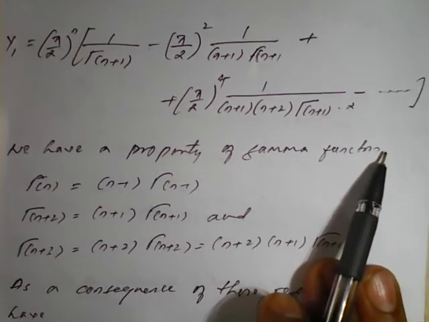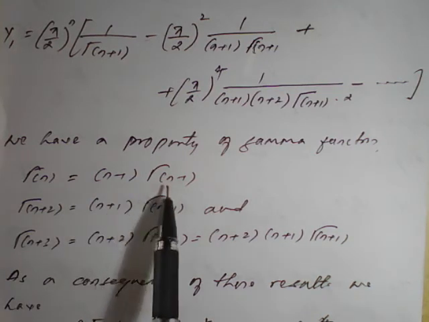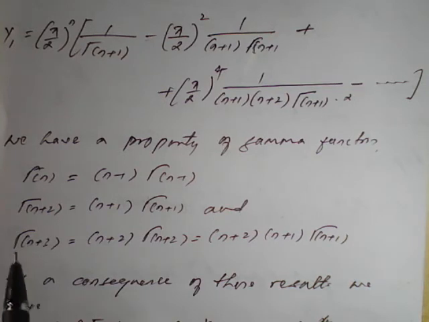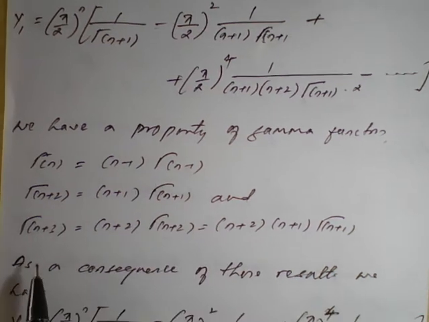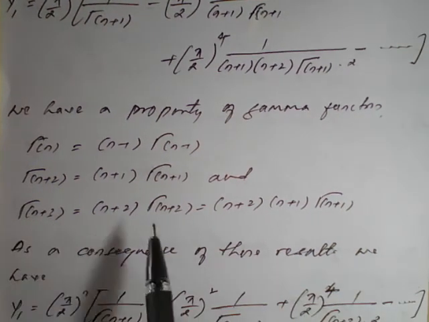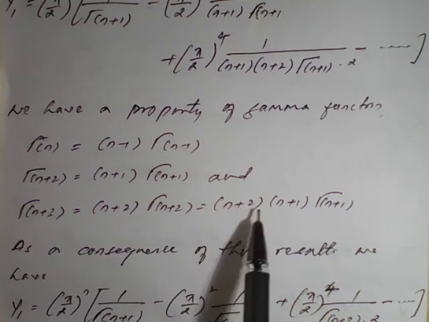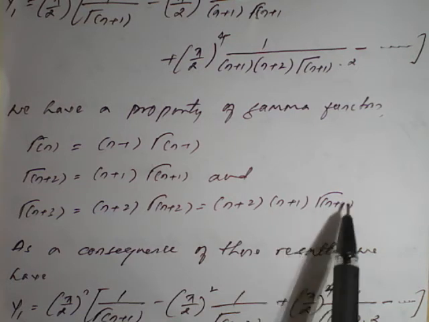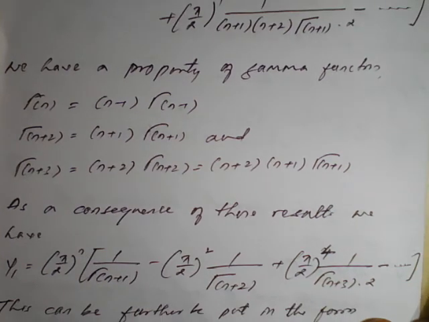So as we know one of the properties, gamma of n is nothing but (n-1) into gamma of n-1. Gamma of n+2 can be written as (n+1) into gamma of n+1. Gamma of n+3 can be written as (n+2) into gamma of n+2, and gamma of n+2 can be written again as (n+1) into gamma of n+1. So this relation you have already seen in the first semester of our engineering.